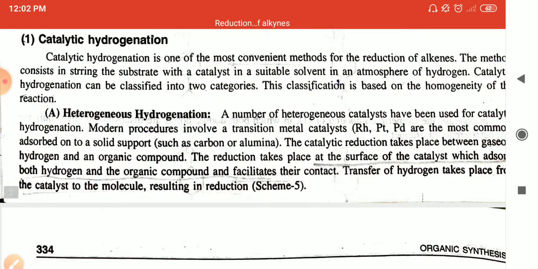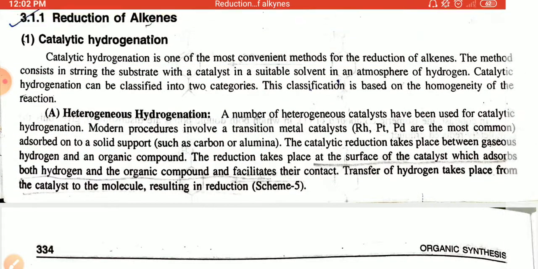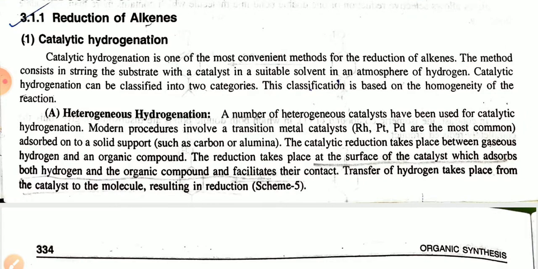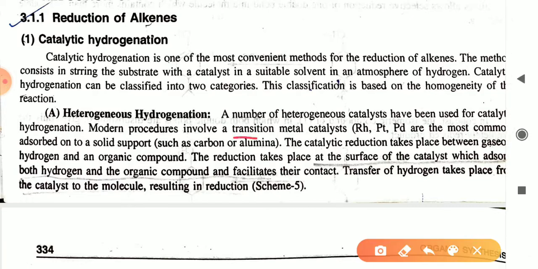So what happens in heterogeneous hydrogenation? A number of heterogeneous catalysts have been used for the catalytic hydrogenation method. In this kind of method, the transition metal catalysts like rhodium, platinum, and palladium are the most common, adsorbed on a solid surface. Okay, so we have to use a support, and the support is carbon or aluminium.